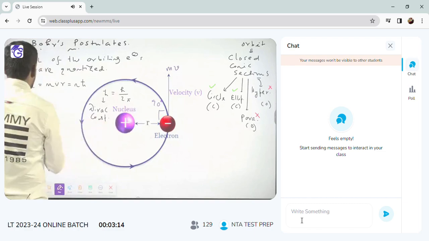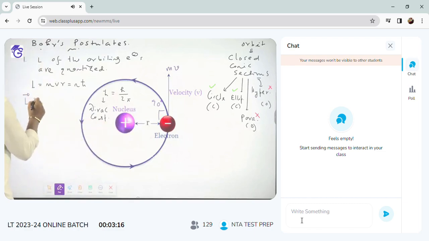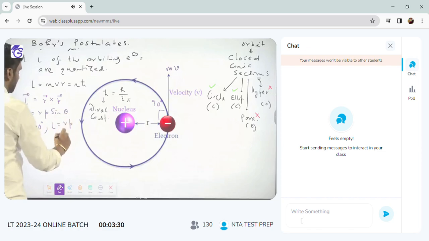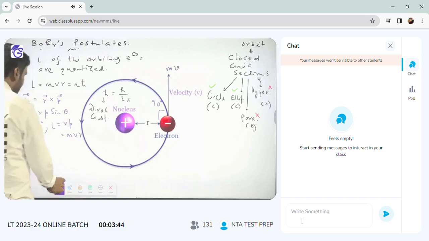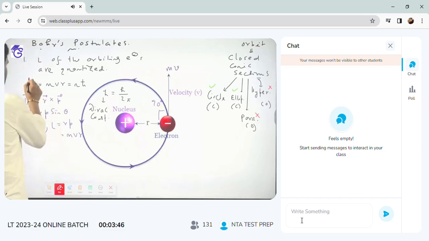Now we know that L vector is equal to R vector cross P vector. So the magnitude of L vector will be RP sine theta. If theta is equal to 90 degrees, then L will become R into P, which will eventually become mv into R. So L is equal to mvr. From there we are writing mvr is equal to n into h cut, and this is the point which proves that the angular momentum is quantized.